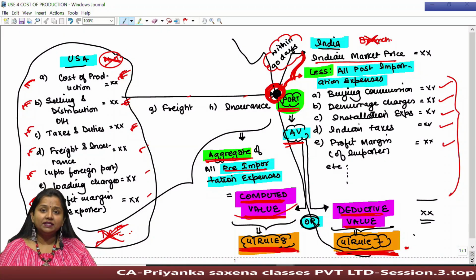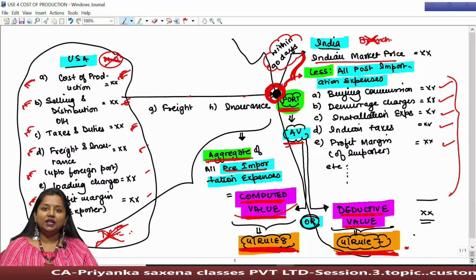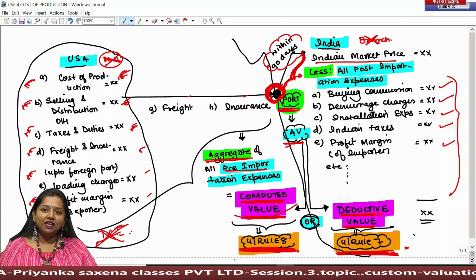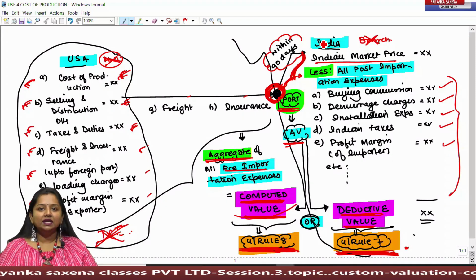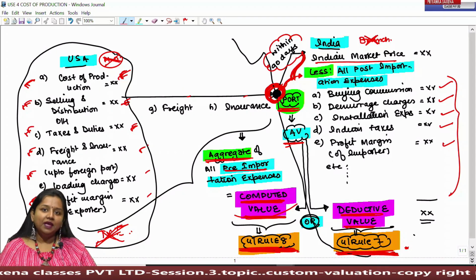So, lawmaker says that either take out the breakup cost of all the pre-importation expenses and compute its aggregate for determining the AV, or sell out the goods in the Indian market and deduct all post-importation expenses therefrom under Rule 7.